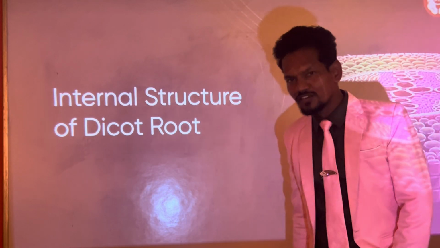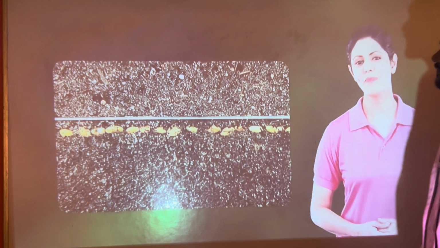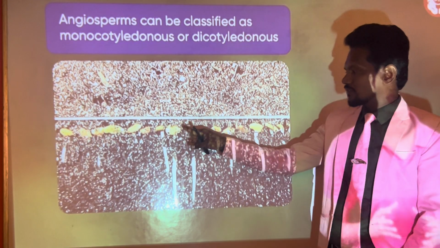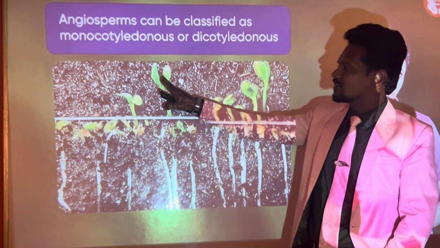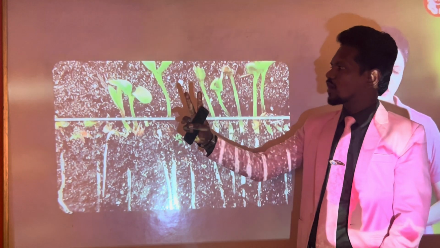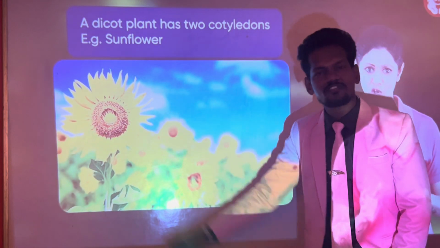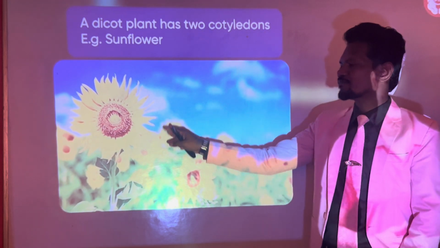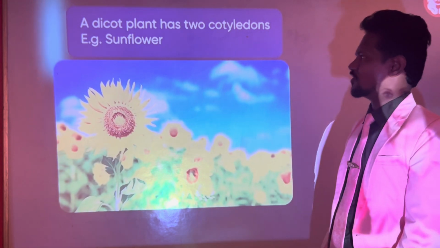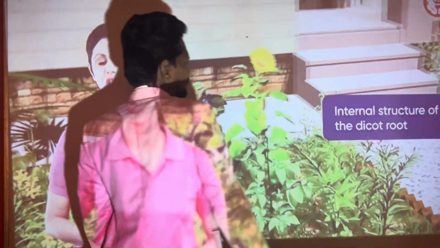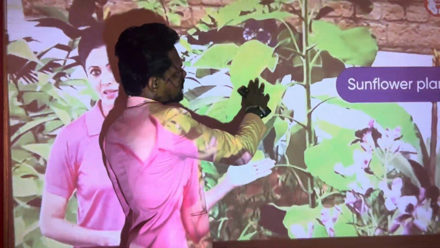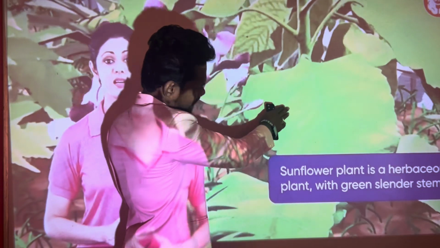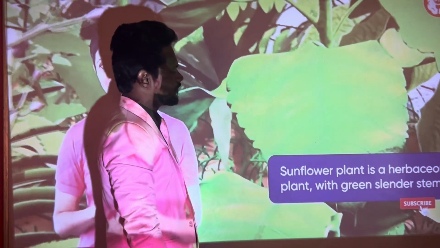Internal structure of dicot root. Let's see. Generally, seeds are of two types, monocot and dicot. Here this is the process of germination. These are the cotyledons. Two are there, so it is dicot. Example, sunflower, Helianthus annuus, the scientific name, binomial nomenclature, of sunflower. So let's see the internal structure. This is a plant body: stem, leaves, flower. Then inside the soil, the part is known as root.